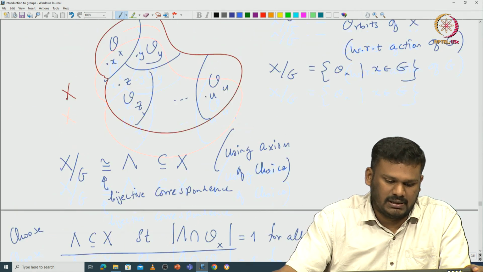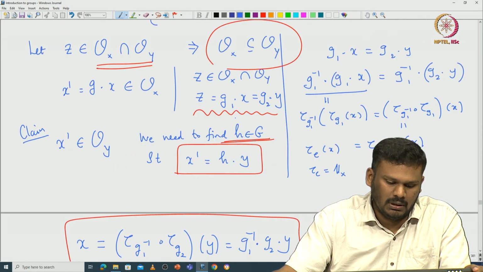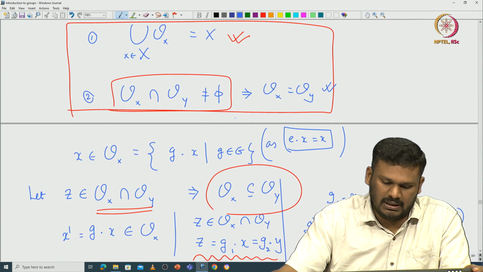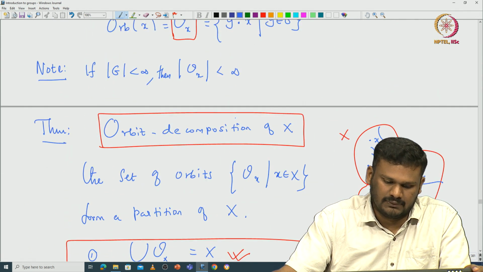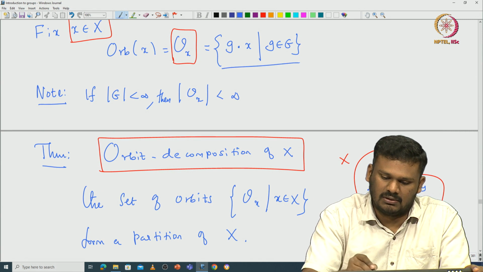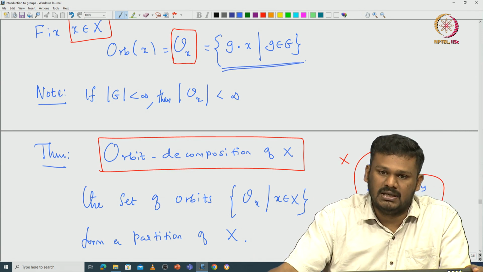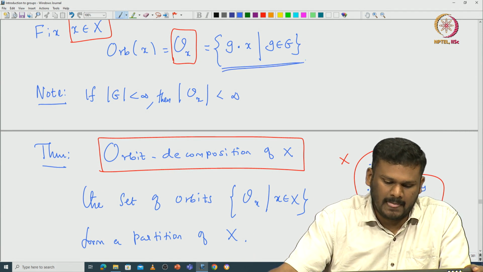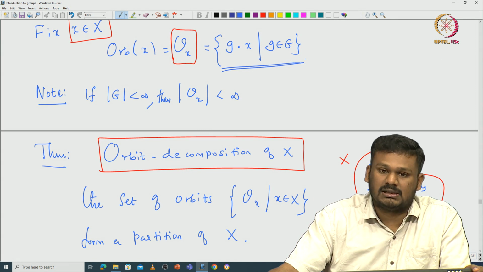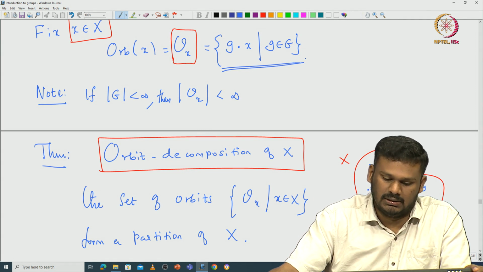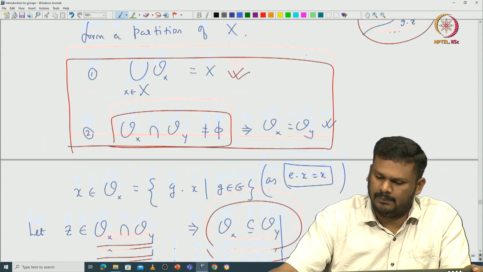For example, like I said, when G is a finite group, then the orbit is always finite, because the elements here come only from the images of elements of capital G. Since capital G is finite, there are only finitely many images.